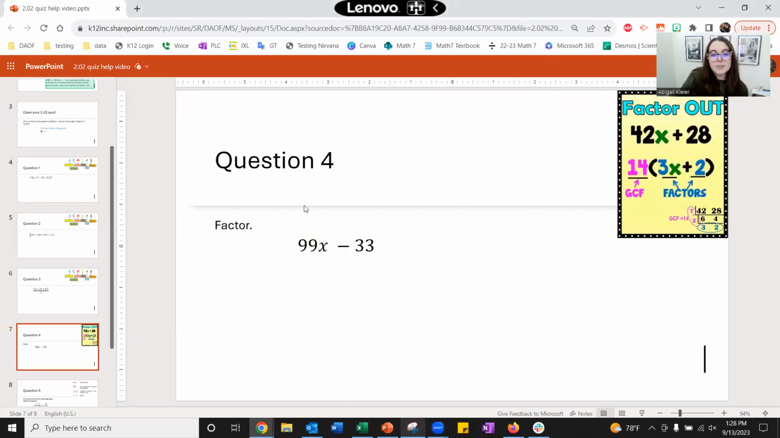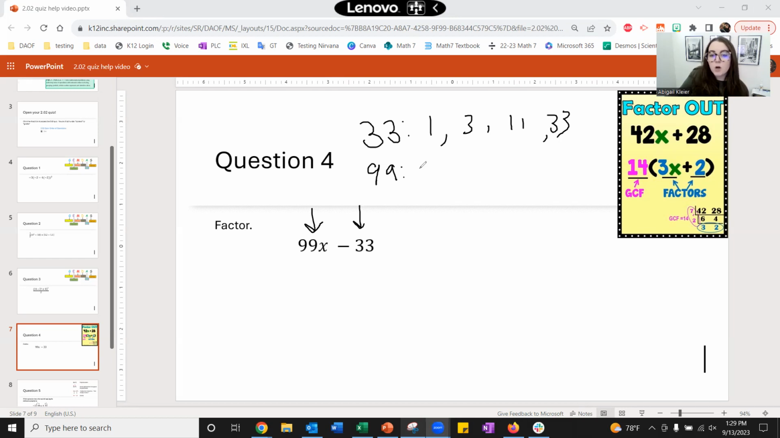Question number 4 is factoring. When we factor, our goal is to find the biggest number that both of these terms have in common and divide it out. So I can go ahead and list my factors for both 33 and 99. There's a few different ways to do this. We talked about it in class. I'm going to do the way that's easiest for me. My factors for 33 are 1 and 33. So 1 times 33 equals 33. And then 3 times 11 equals 33. There are no other factors. So those are the 4 that I have for 33.